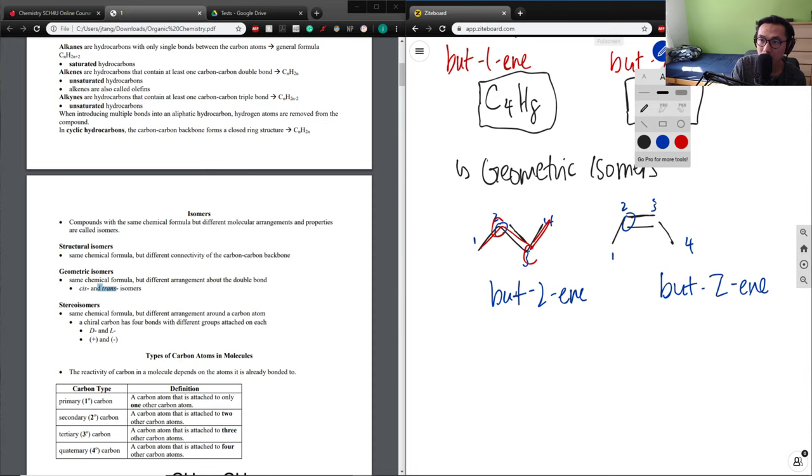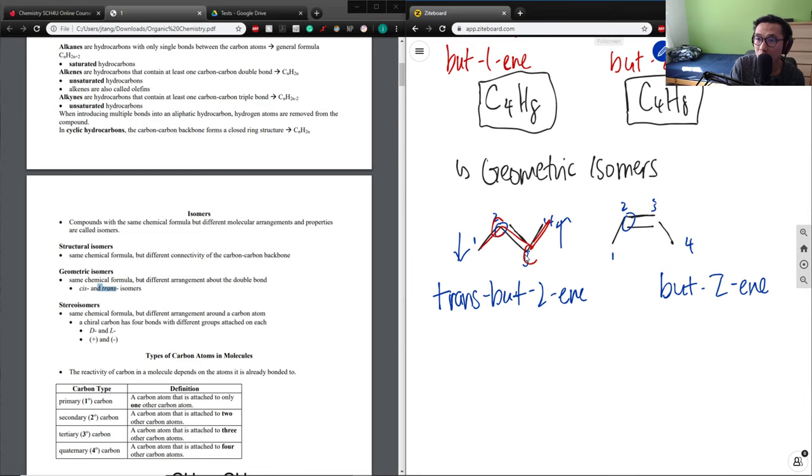This here's the double bond, between carbon 2 and 3. Because 1 and 4 are on opposite sides of each other, this one is on the bottom side, and one's on the top side. This would be a trans isomer. If I were to name this, all I have to do is put trans-butene. That would be my full name for this compound.